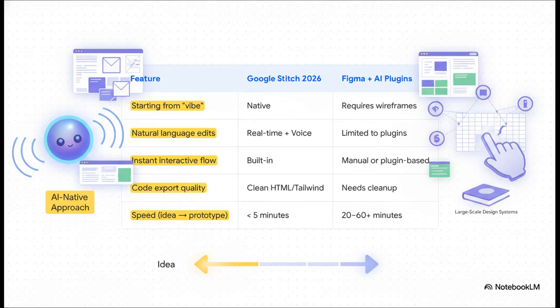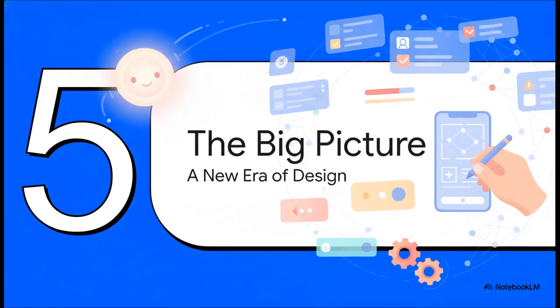So how does this really stack up against the tools we all use every day? Well, let's be clear. Figma is still king when it comes to managing huge, mature design systems. But for that crucial early stage, for getting from zero to a high-fidelity working prototype, Stitch is in a completely different league. It's just faster. So let's zoom out for a second. What does all of this actually mean for us, for the people who build these products? This isn't just about a new tool, it's about a fundamental change in how we work.